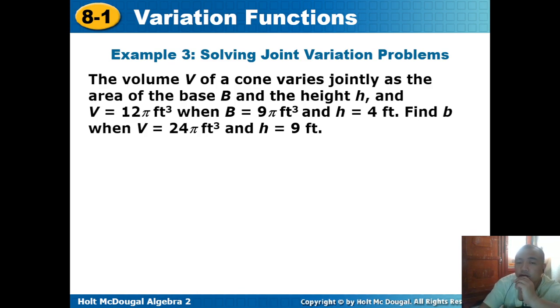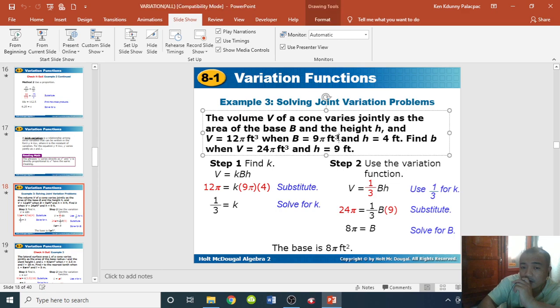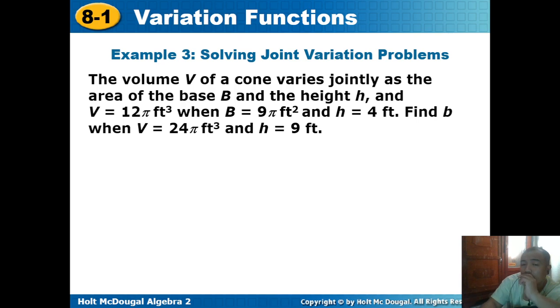Example, the volume V of a cone varies jointly as the area of the base and the height, h. And volume is equal to 12 pi feet cubed when base B equals 9 pi feet. Dapat square yan. Kasi base, the base of a cone is a circle. Dapat square ito. I think it's square. Yan. And h equals 4 feet. Find B when the volume is 24 pi feet cubed and height is 9 feet.